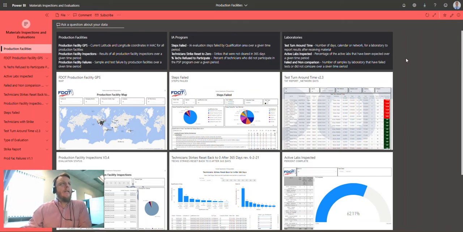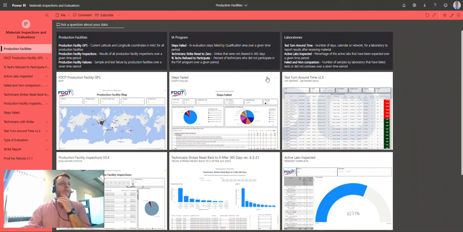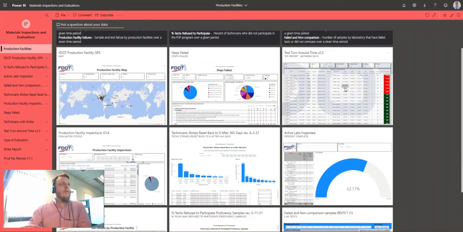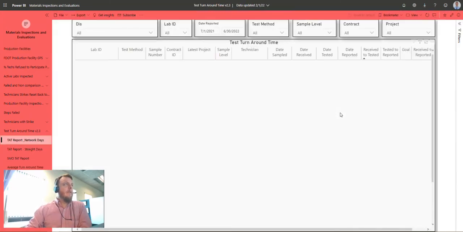Going to look at the laboratory reports that we have here in the Materials Inspections and Evaluation dashboard. Again, a little blurb at the top with a brief explanation, but we'll go through them all. First one here is test turnaround time.